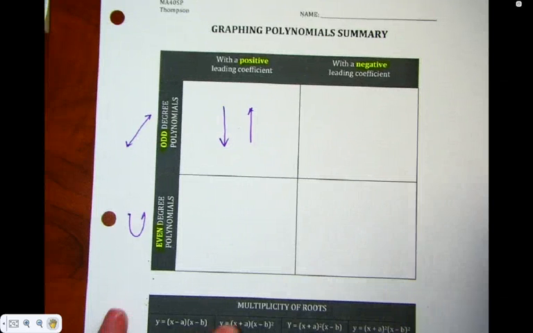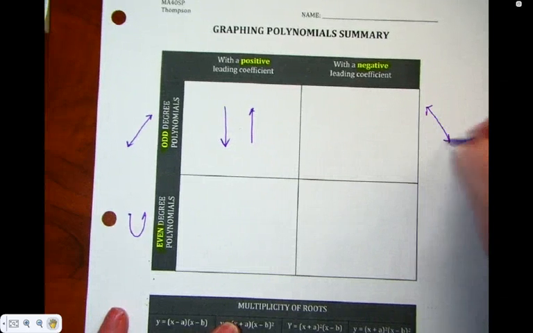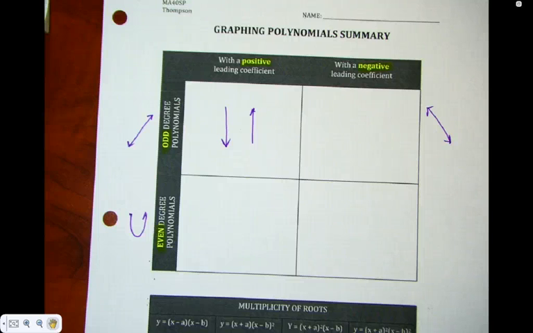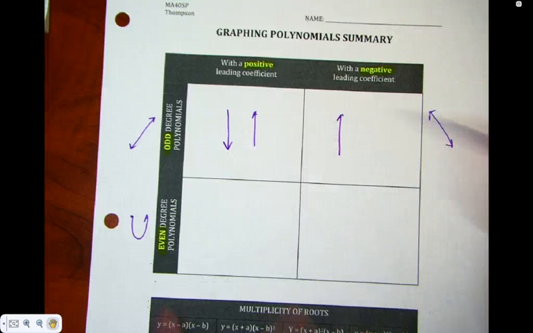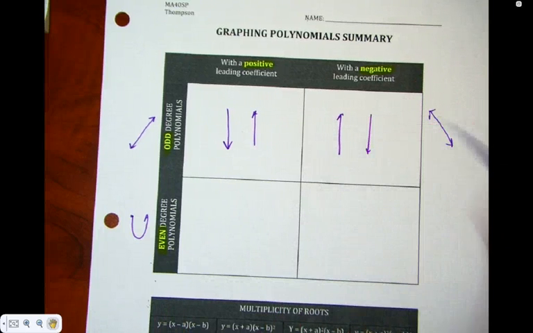With a negative leading coefficient, I think of a line that goes down, because again, you've drawn these forever, you know what they look like. And if you picture the line, the left-hand side goes up, and the right-hand side goes down. Again, however you want to code that is totally up to you.